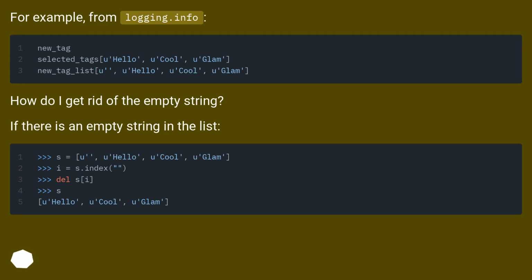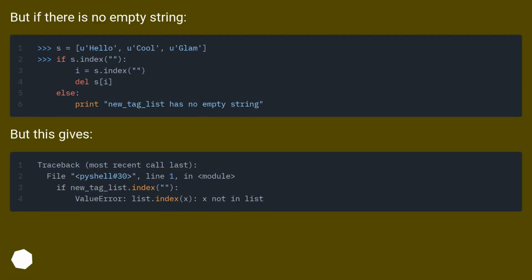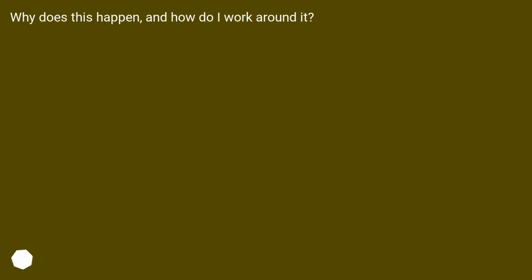If there is an empty string in the list, but if there is no empty string, but this gives an error. Why does this happen, and how do I work around it?